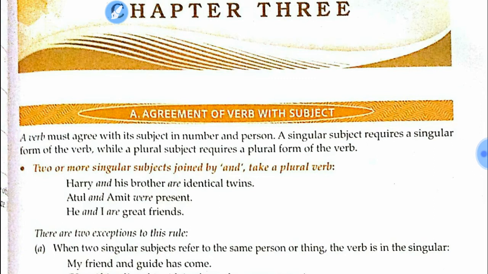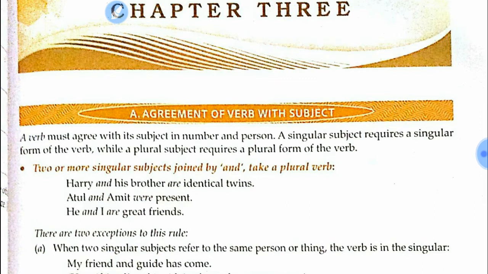So let's see how subject and verb agree with one another. The first thing we must remember is, if a subject is singular, then the verb must be singular. And if the subject is a plural one, then the verb must be a plural one. So we must know what are the plural forms of the pronouns and the nouns. So let's see here what are the rules for agreeing subject with the verb.